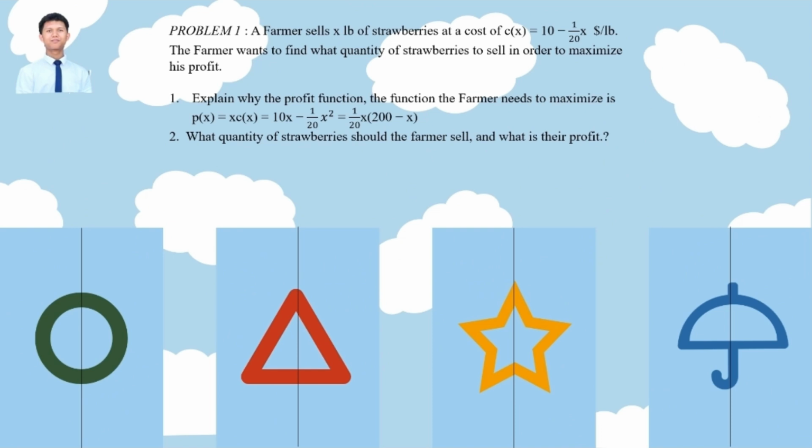Problem 1. A farmer sells x lb of strawberries at a cost of C(x) equals 10 minus 1 over 20x. The farmer wants to find what quantity of strawberries to sell in order to maximize his profit. First, explain why the profit function, the function the farmer needs to maximize, is P(x) equals xC(x) equals 10x minus 1 over 20x squared equals 1 over 20x times (200 minus x). Second, what quantity of strawberries should the farmer sell and what is their profit?